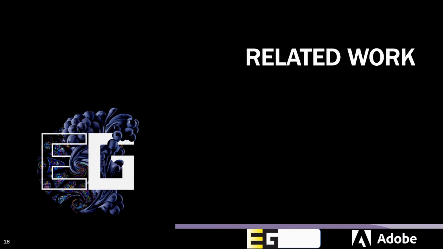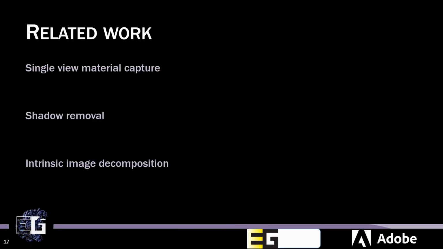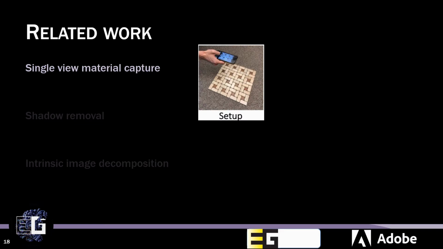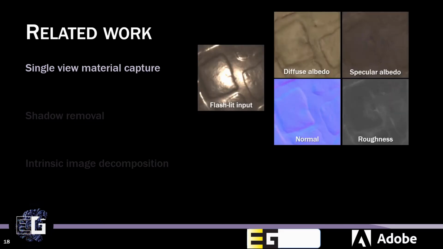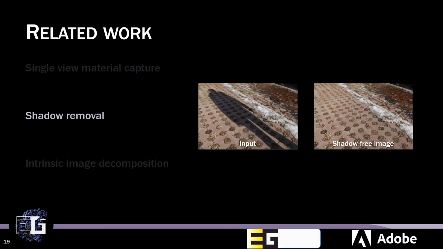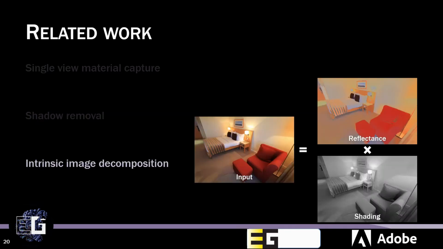Our work relates to three main domains: single-view material capture, where starting from a single flashlight input, the objective is to recover SVBRDF. Shadow removal, as we deal with shadows in our outdoor context. Here the aim is to remove the shadow cast by an object, possibly outside of the picture, to get a shadow-free image. And as we propose to use the illumination decomposition formula, we also relate to intrinsic image decomposition, whose goal is to separate the reflectance and the shading component of a natural image.